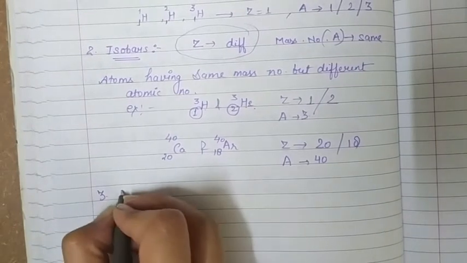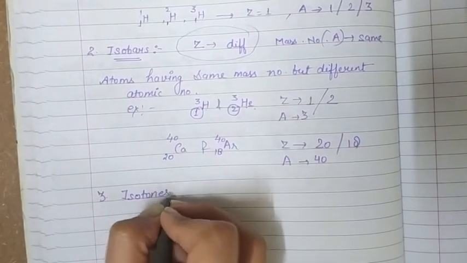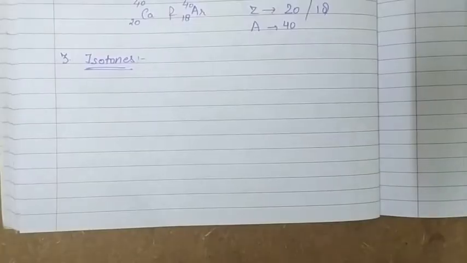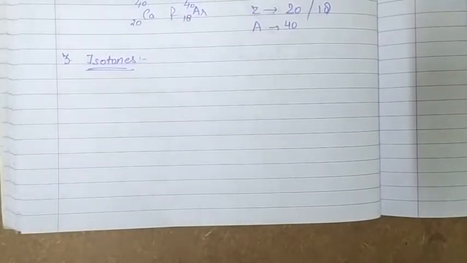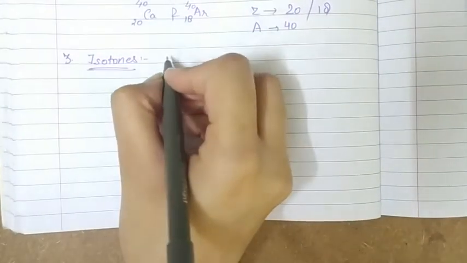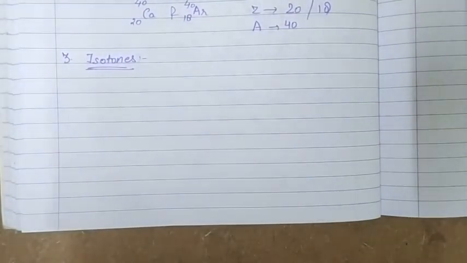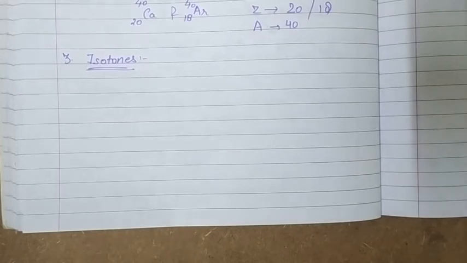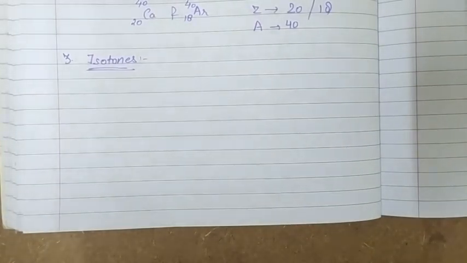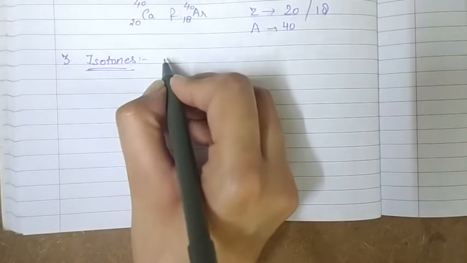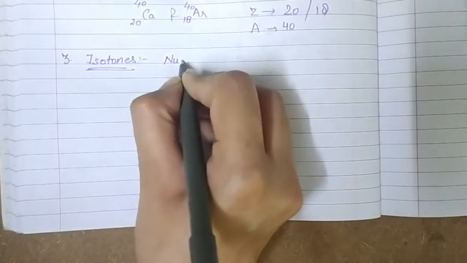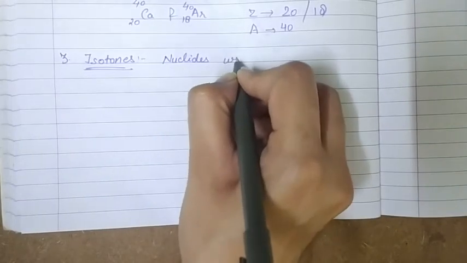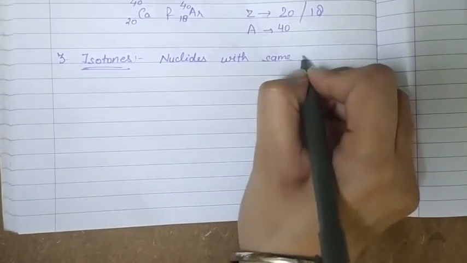Now the third term we have is isotones. To understand the term isotone, we have to see the nuclear composition of the atom. Since we are talking about nuclear composition, we call them nuclides. If there are nuclides with the same number of neutrons, then we call them isotones. So we can define isotones as nuclides with the same number of neutrons.